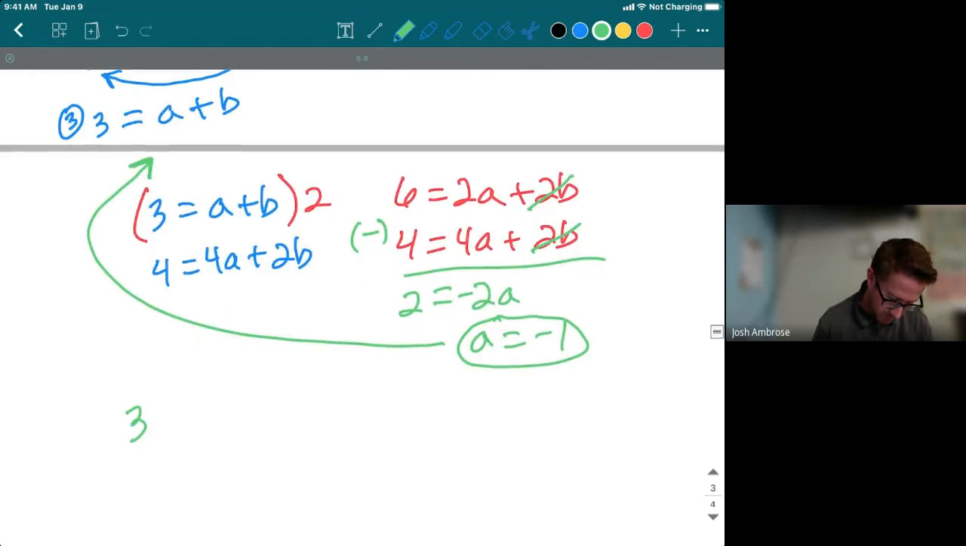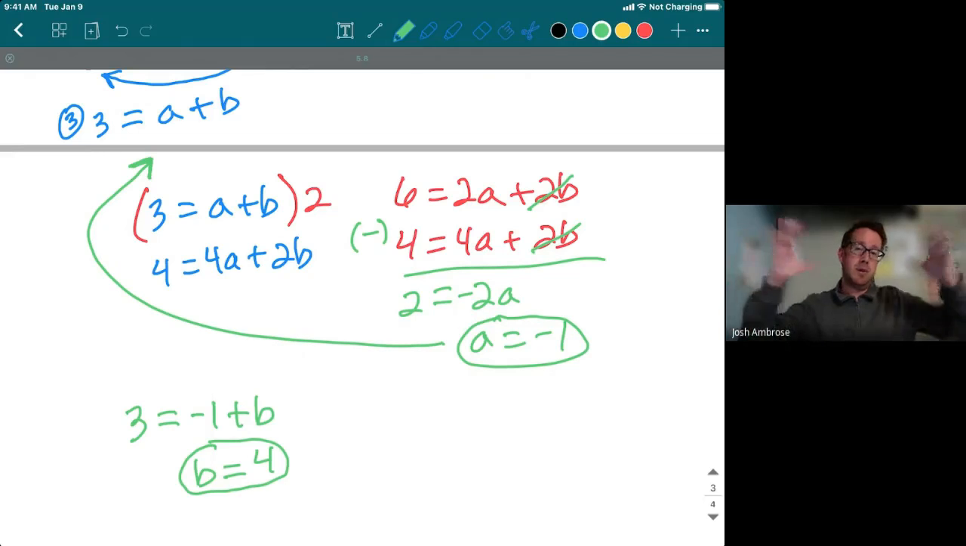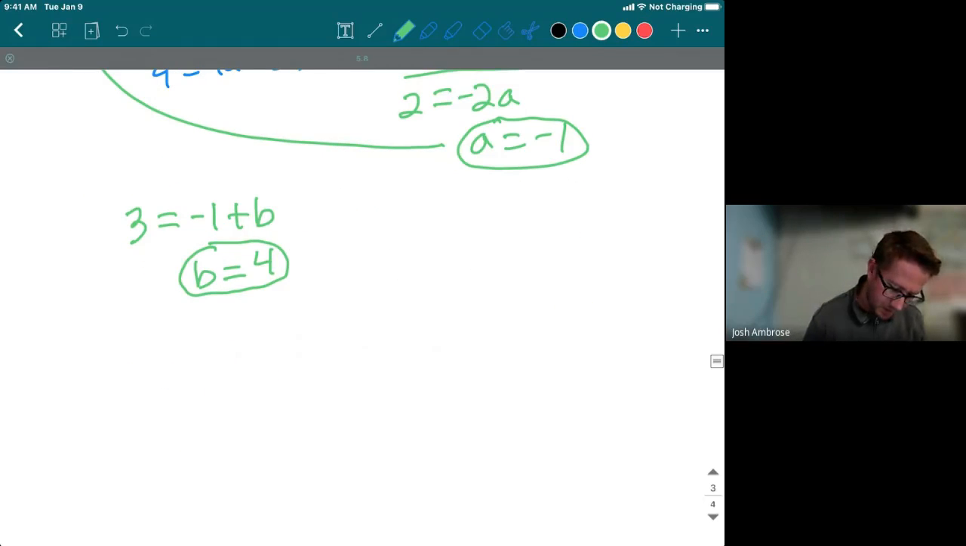Now we have 3 equals negative 1 plus b. What is b? B equals 4. All right. So now we have our A, we have our B, we have our C. Now we have to put it all back together into the standard format equation. Let's do that as our final step.